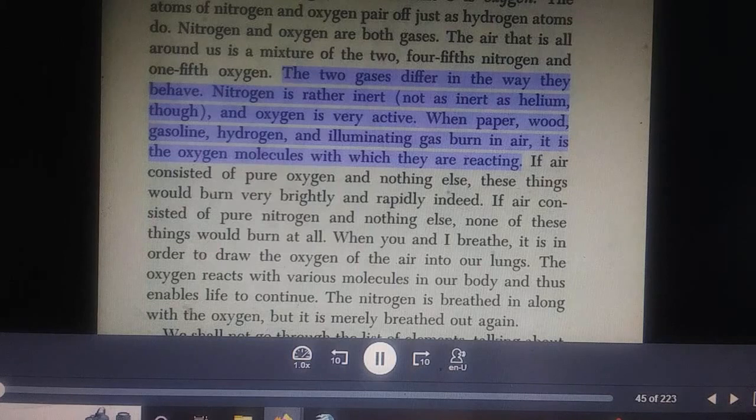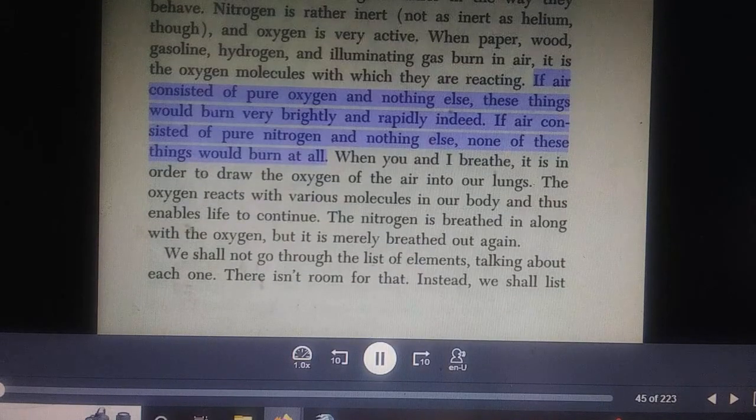When paper, wood, gasoline, hydrogen, and illuminating gas burn in air, it is the oxygen molecules with which they are reacting. If air consisted of pure oxygen and nothing else, these things would burn very brightly and rapidly indeed. If air consisted of pure nitrogen and nothing else, none of these things would burn at all.